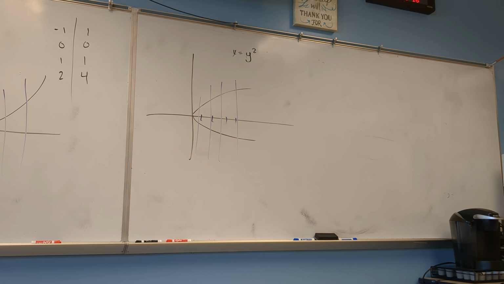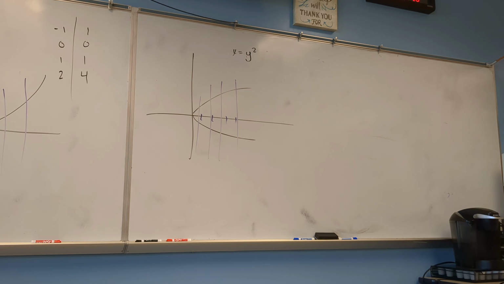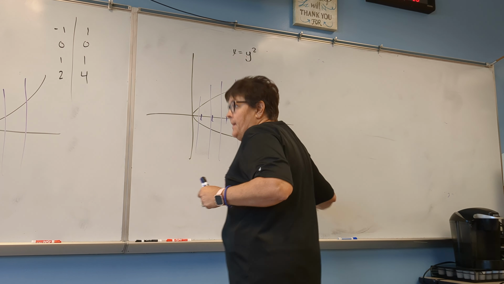So in the real world, are they always going to give me visual pictures of my graphs? So let's look at it as ordered pairs.